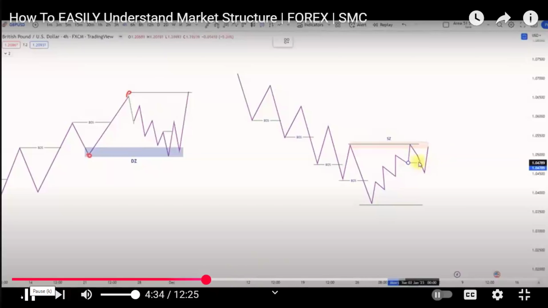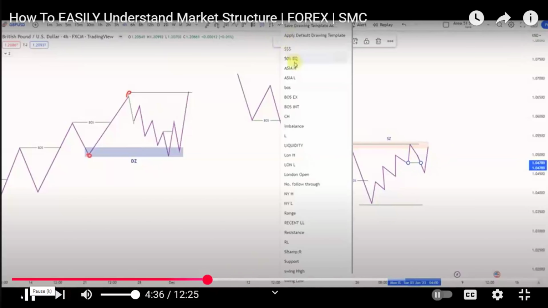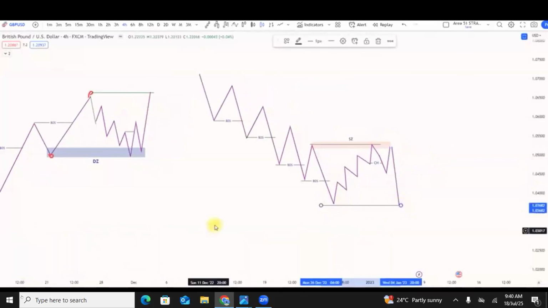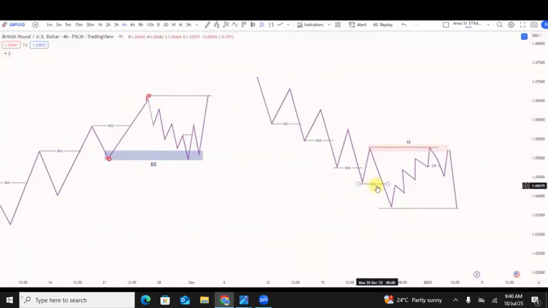Your change of character, CH. Once you have your change of character, you're going to target your previous lows, which is here.